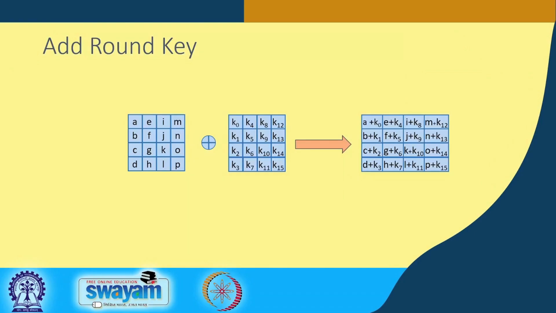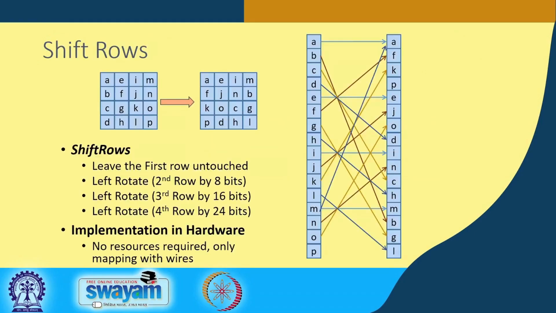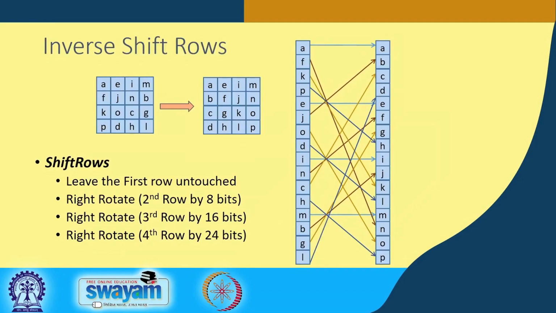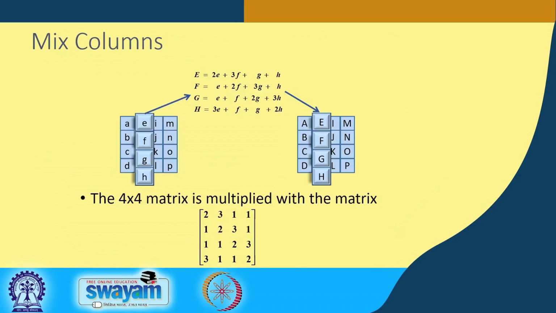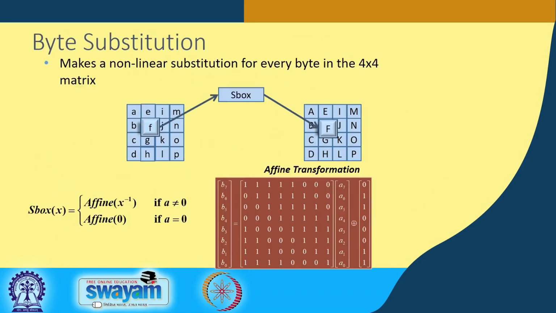Okay? And that brings us to the next part of the construction, which is the shift rows and the mix columns. So now let's see how this works. This is my first part, which is the round key, which you have already seen is a very simple layer. That is followed by the shift rows and the mix columns. So I will quickly talk about the shift rows and the mix columns.